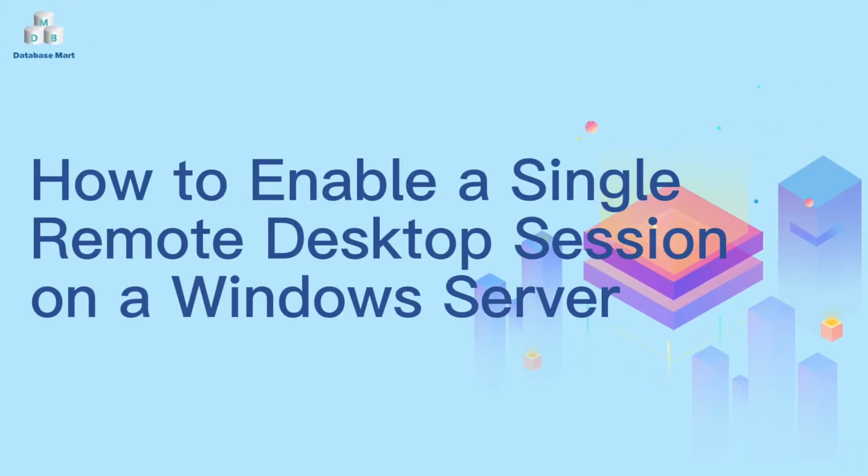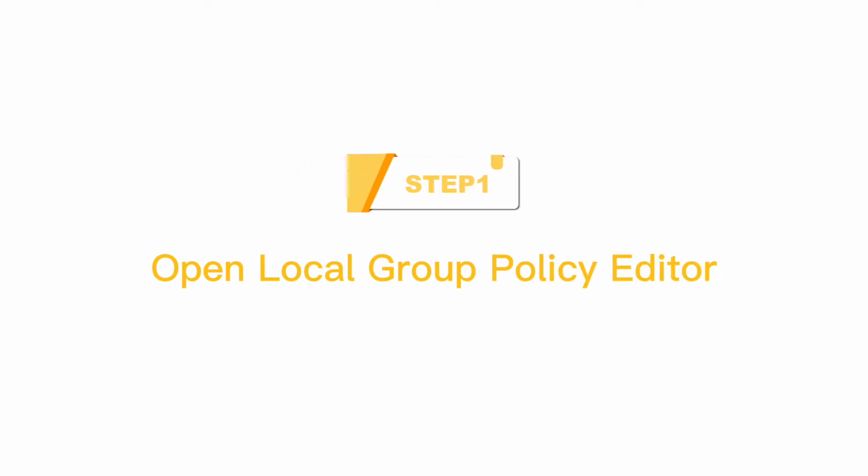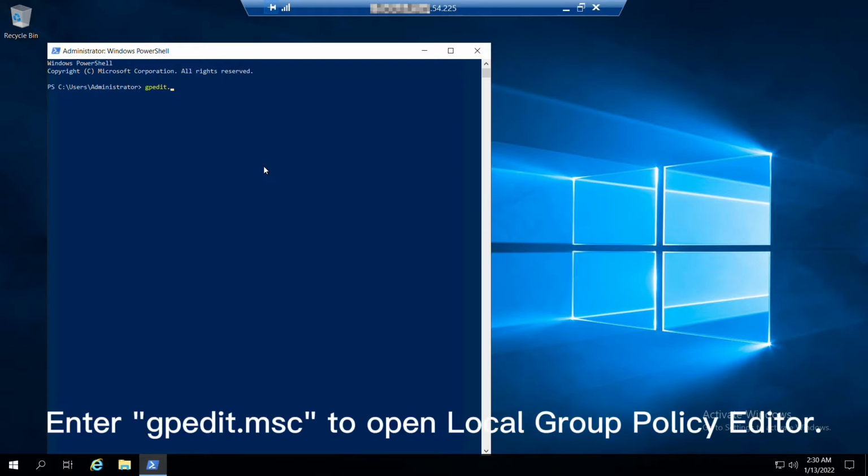This video will show you how to enable a single remote desktop session on a Windows server. Step 1. Open Local Group Policy Editor. Log into your server and start Windows PowerShell. Enter gpedit.msc to open Local Group Policy Editor.